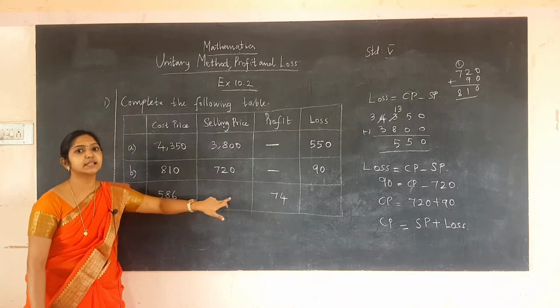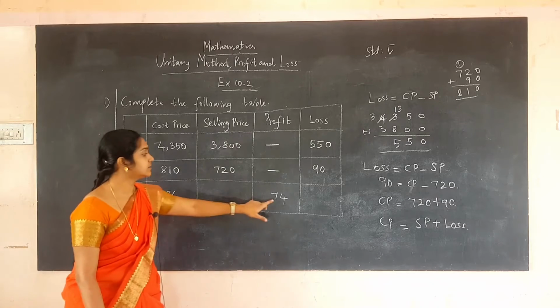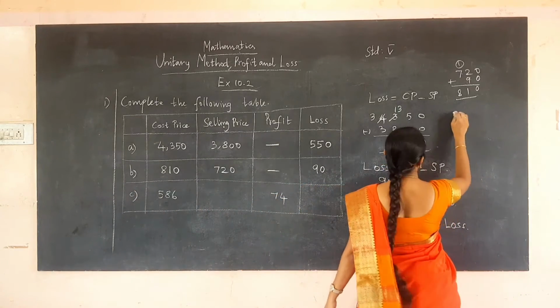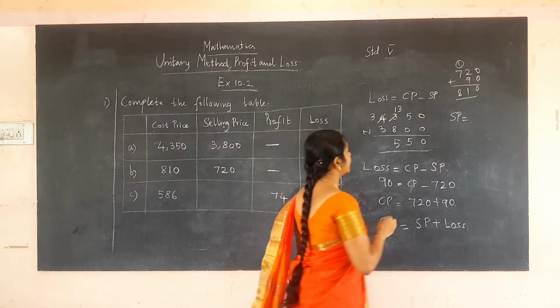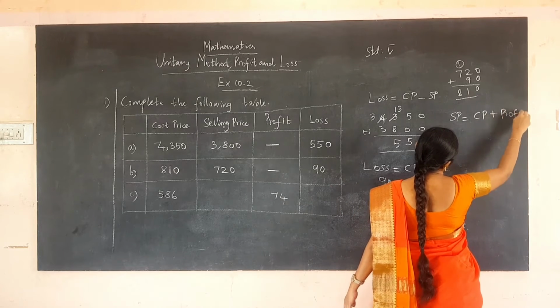Profit means the selling price will be greater. So we have to add cost price and profit. We have to find the selling price, so we have to add cost price and profit.